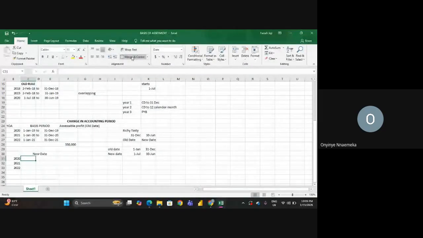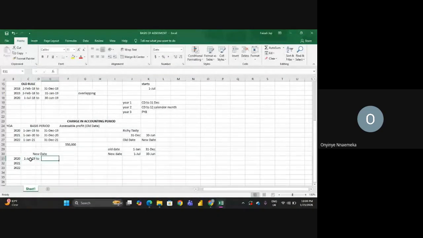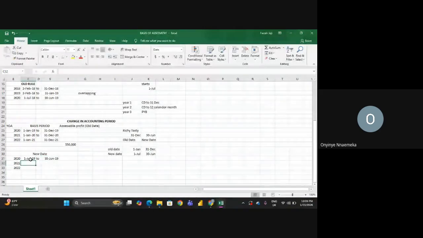Okay, using new date now. Don't forget this is the new date too. That's why we look for it before we start. So using new date, we have July, that is 07, 01, 2019, to 30 June 2019, because 2020 as year of assessment should not show.